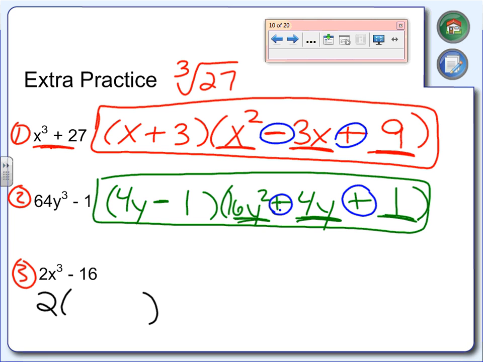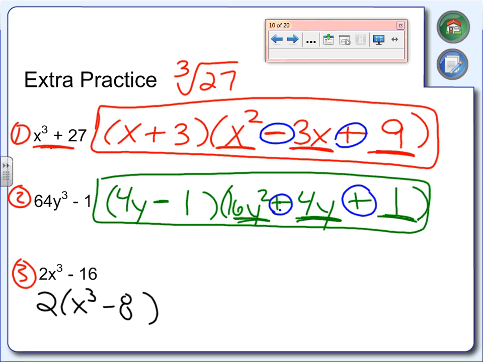What goes on the inside? 2 times a what will give me the 2x to the 3rd power? X to the 3rd power. This is the first thing that I showed you. That was that GCF, greatest common factor. 2 times a what will give me a negative 16? There you go, negative 8.